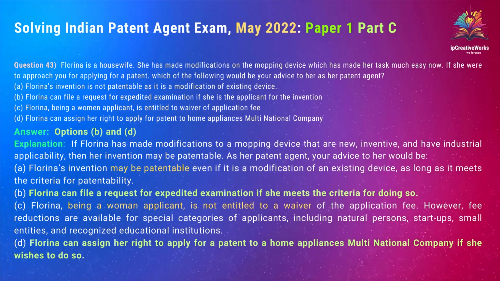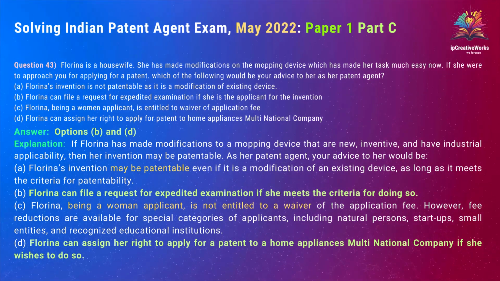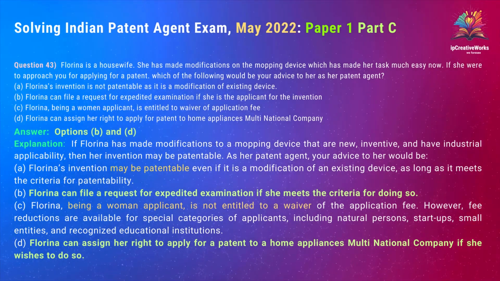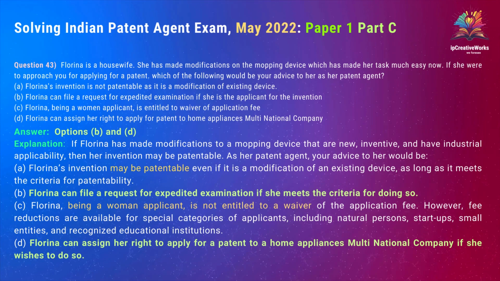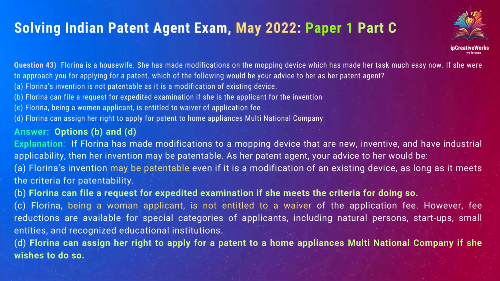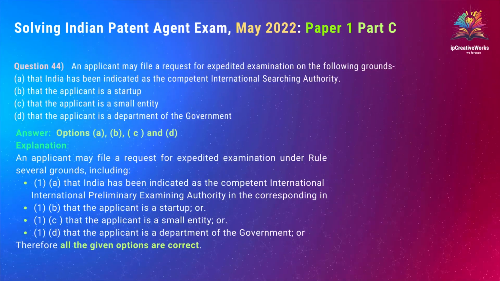C. Florina, being a woman applicant, is not entitled to a waiver of the application fee. However, fee reductions are available for special categories of applicants, including natural persons, startups, small entities, and recognized educational institutions. D. Florina can assign her right to apply for a patent to a home appliances multinational company if she wishes to do so.